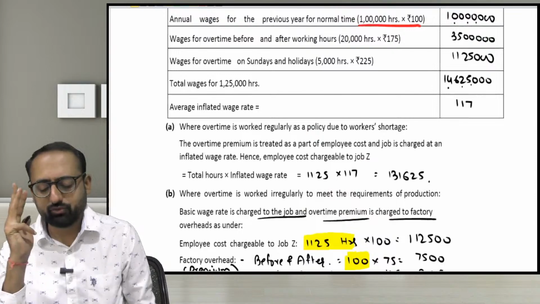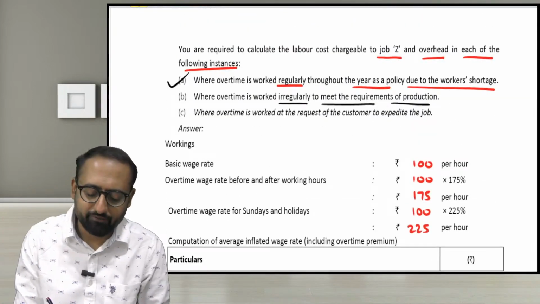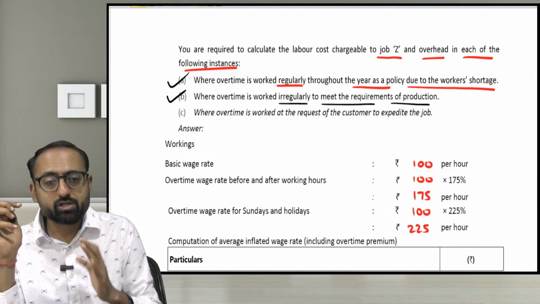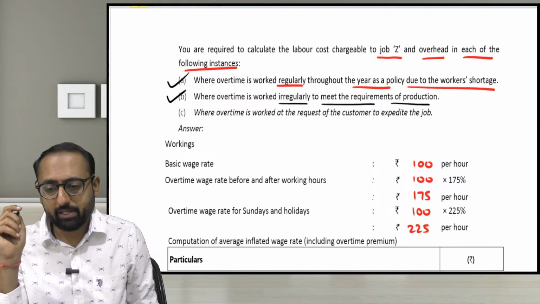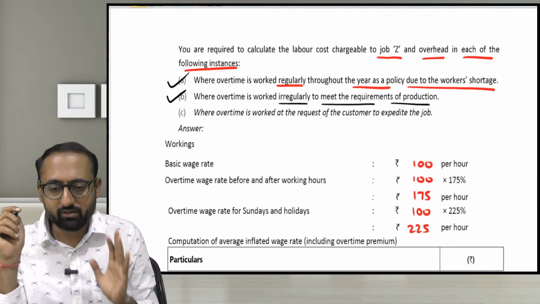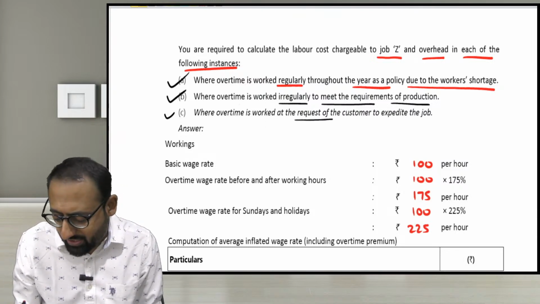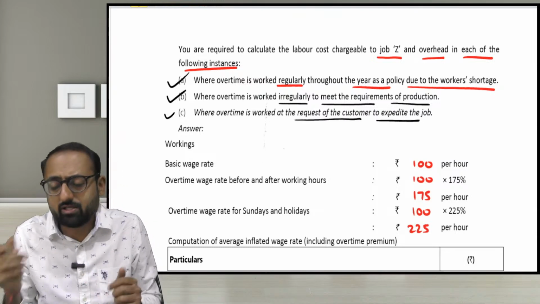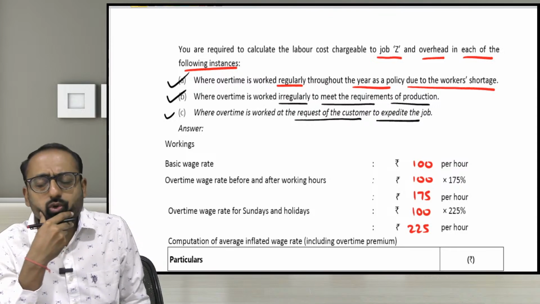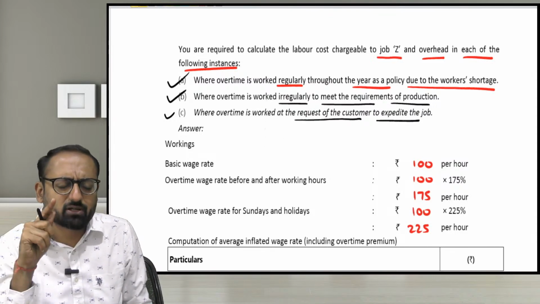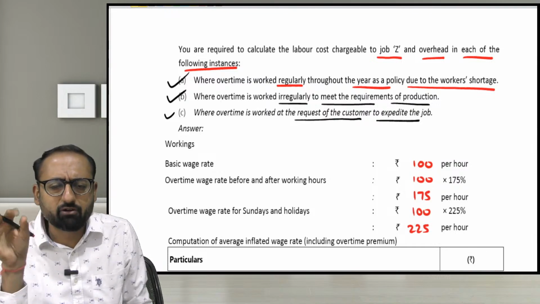Let's read the third situation, guys. First and second situation we have covered. Now let's read the third situation. What is that third situation? Everybody please concentrate here for that third situation, where the overtime is worked at the request of the customer to expedite the job. As I told you, if you are working overtime because of the request of the customer, then entire premium will be recovered from that customer.